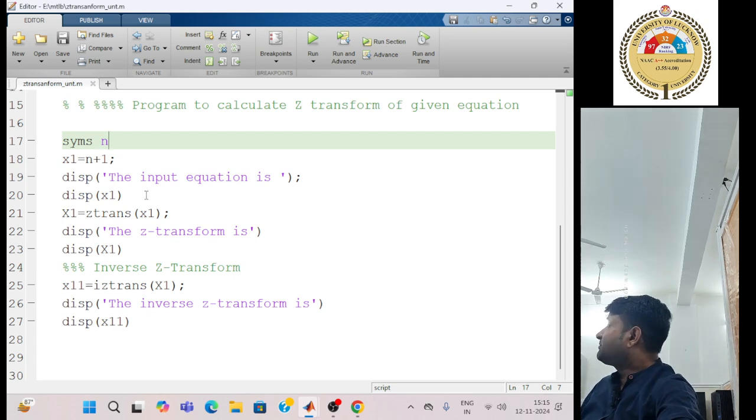Then you display the input equations in the command window. You write the display command for the input equations, and then you find the Z transform of this given equation. Then x1 is equal to ztrans, which is the built-in function command for the Z transform.